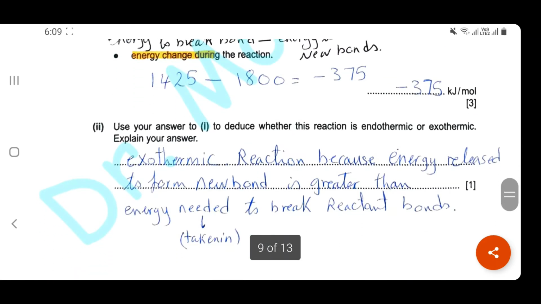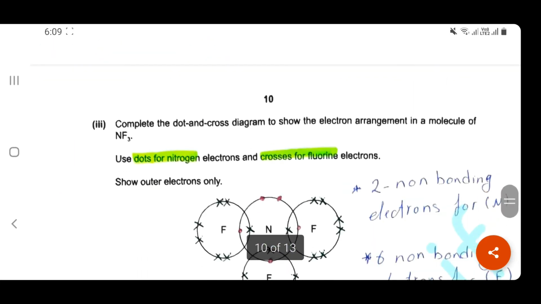Use your answer in I to deduce whether this reaction is exothermic or endothermic and explain your answer. Definitely you have a negative number, so the reaction is exothermic because the energy released in formation of new bonds is higher than the energy needed to break the bonds of the reactants.